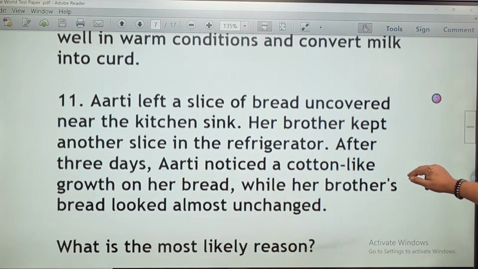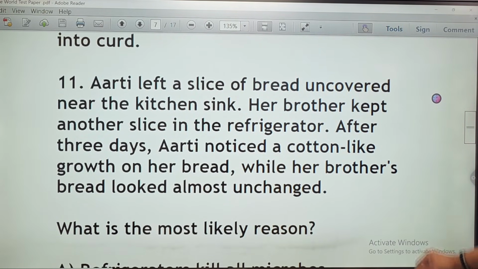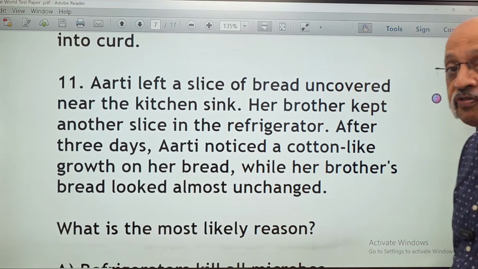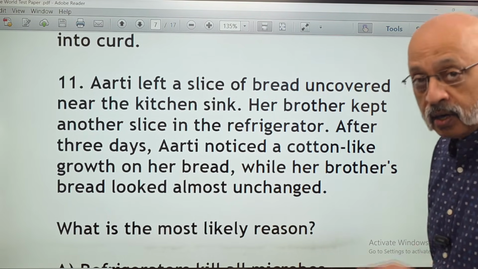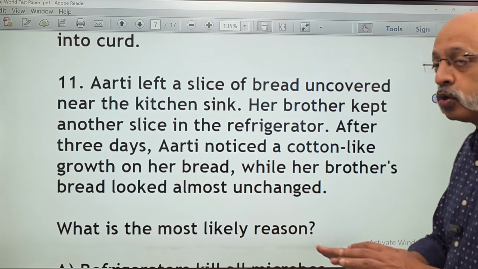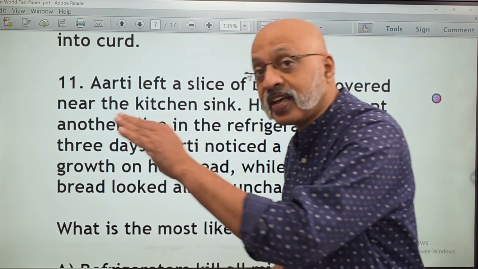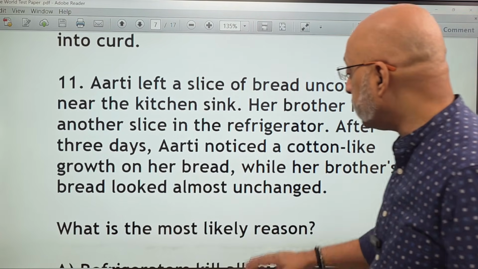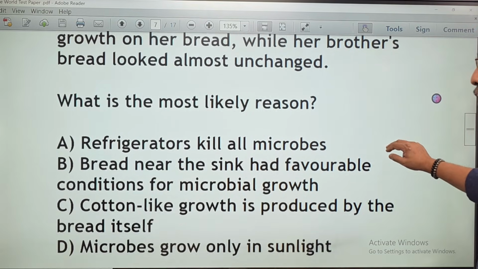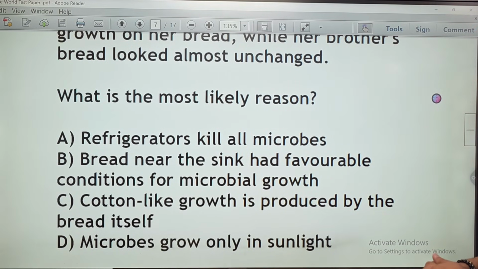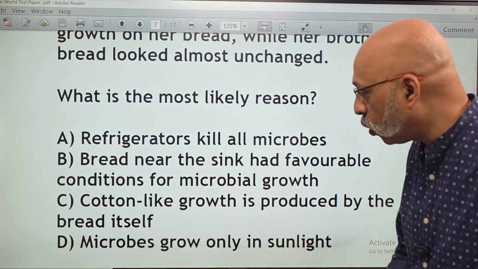Aarti left a slice of bread uncovered near the kitchen sink. Her brother kept another slice in the refrigerator. After 3 days, Aarti noticed a cotton-like growth on her bread, while her brother's bread looked almost unchanged because it was kept inside the refrigerator. What is the most likely reason? Refrigerator kills all microbes. Bread near the sink had favorable conditions for microbial growth.